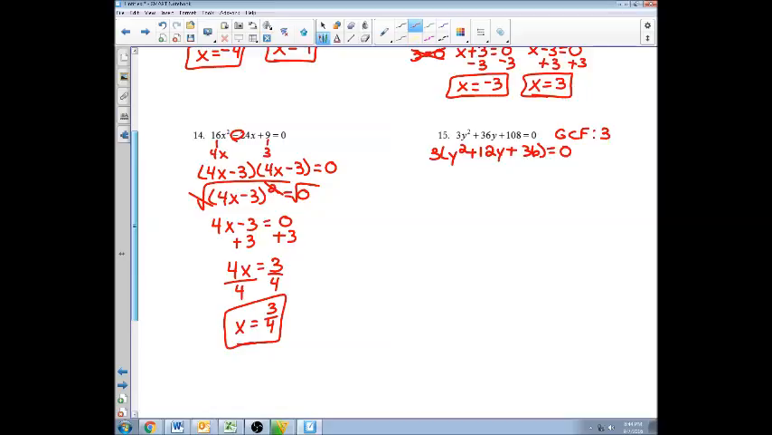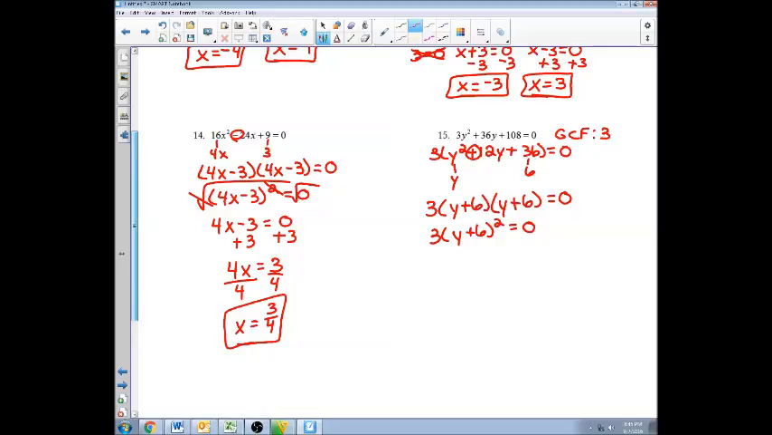From here, I want to see if I have perfect squares in my a and c values. Well, y squared is a perfect square. The square root of that is y. The square root of 36 is 6, so I do have perfect squares. The b value is positive, so this would be y plus 6 times y plus 6 is equal to 0. I can rewrite this as 3 times y plus 6 squared is equal to 0.